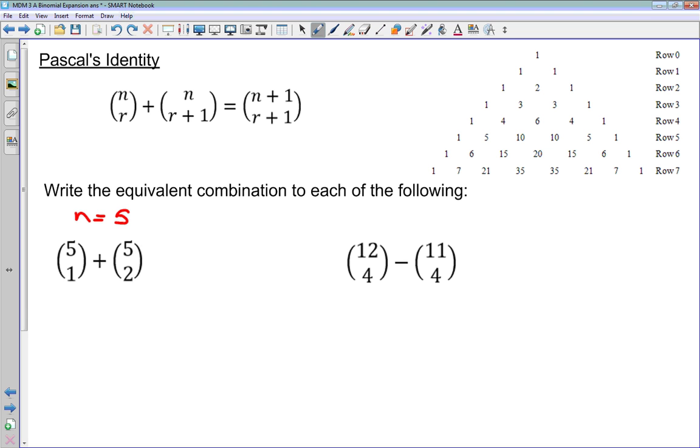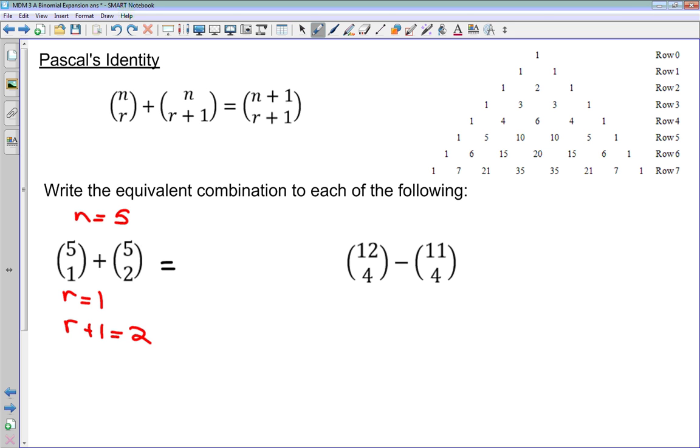If I look at the lower numbers in my combinations, I've got a 1 and a 2. On the left-hand side of Pascal's identity, one lower number is r and one is r plus 1, so one should be larger than the other by 1. So r equals 1, and r plus 1 is equal to 2.